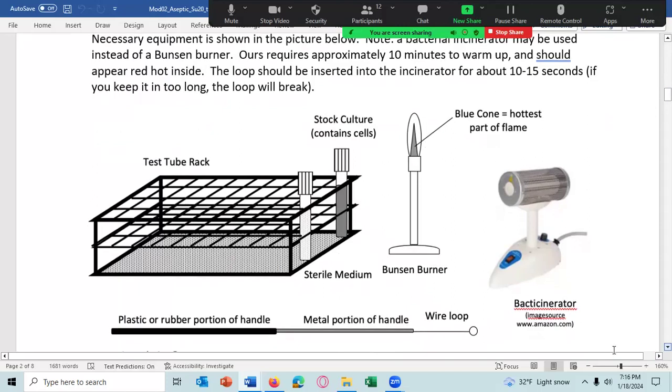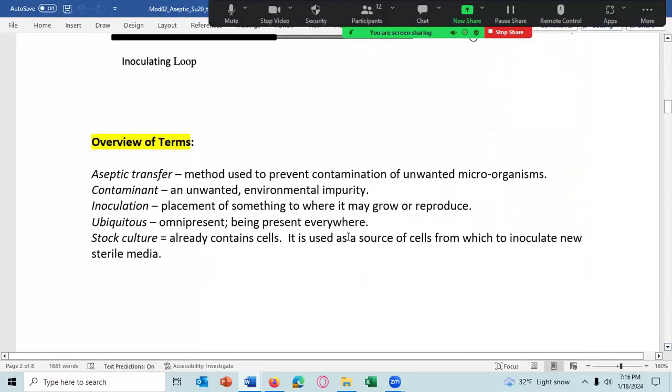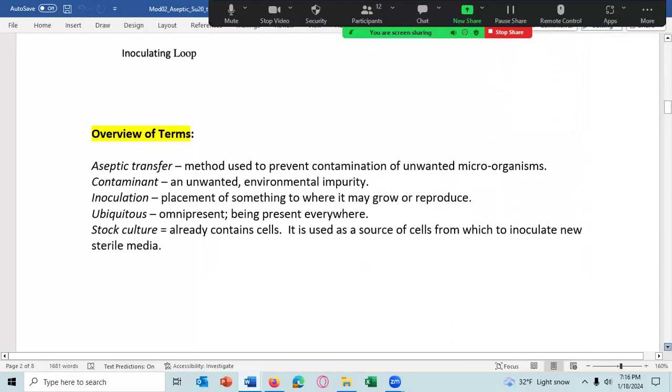How you sterilize it is you put it in the flame of a Bunsen burner or in the bacteria incinerator until the loop becomes red hot. And then you take the loop out, cool it, pick up your cells, and then transfer it to the sterile media. All right, know the terms of this lab?